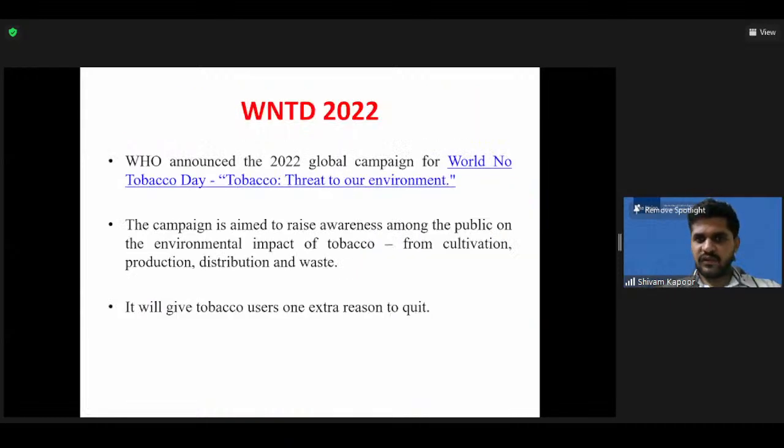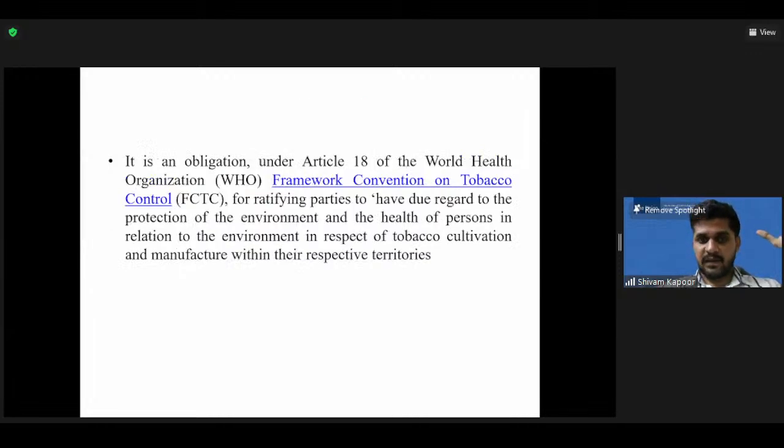Now, just a word on the World No Tobacco Day 2022 theme, which is on tobacco being a threat to our environment. The campaign that WHO has initiated focuses on the entire process of cultivation, production, distribution, and finally the waste generation at the end by the tobacco products. It simply gives tobacco users one extra reason to quit, that is to save your environment.